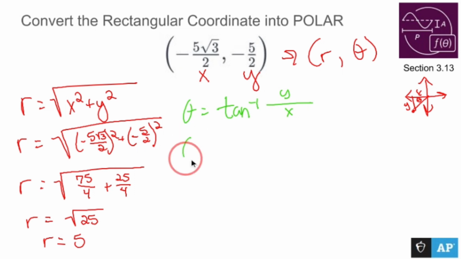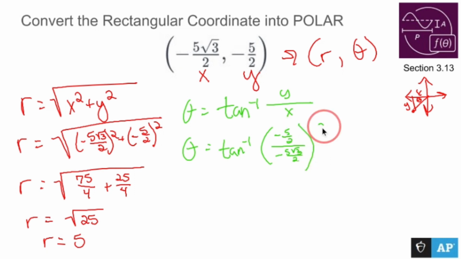Okay. So theta is going to be the inverse tangent of negative 5 over 2 all over negative 5 root 3 over 2. So let's multiply the top and the bottom by 2 over 5 root 3. And since these become positive, I can just get rid of that. So that these guys cancel out. So theta is going to equal the inverse tangent of, 2's cancel out, 5's cancel out, 1 over root 3.